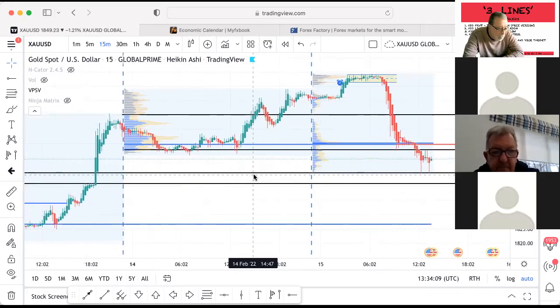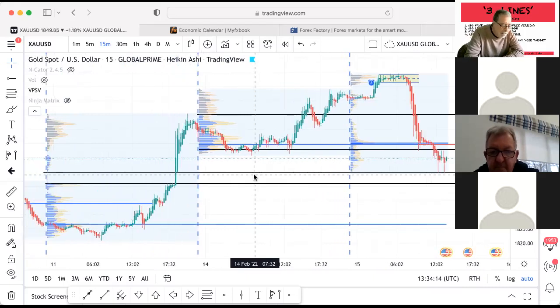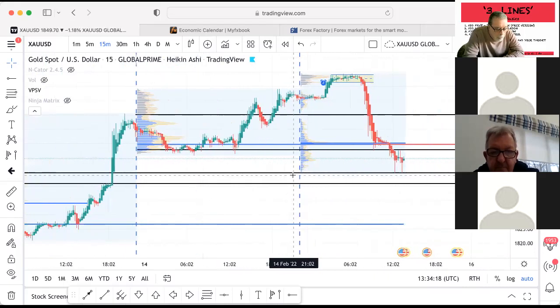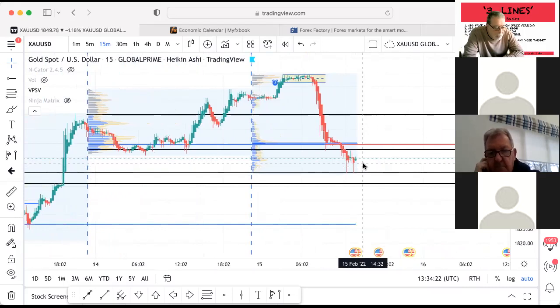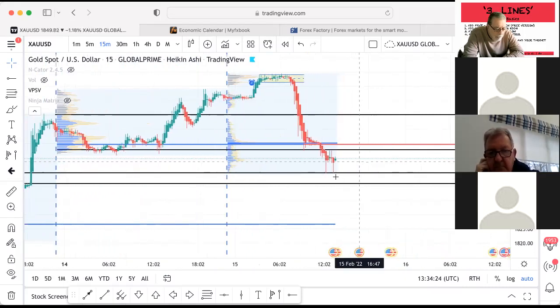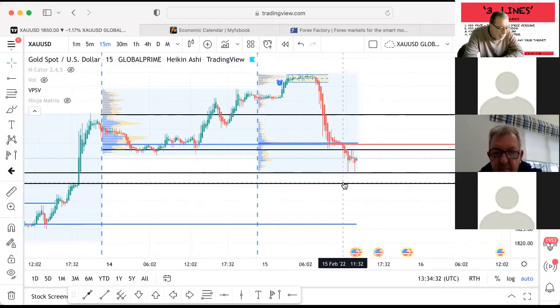Call it what you want. I just call it an area of interest. Paul would probably call it an area of imbalance. Either way, it's going to affect what happens to price. So if price is coming down, if it's going to break through this line, it's likely to go to that line there, and it's likely to go very quickly.